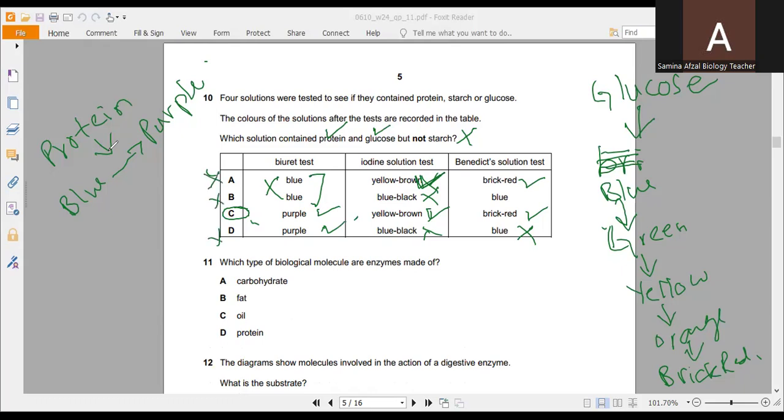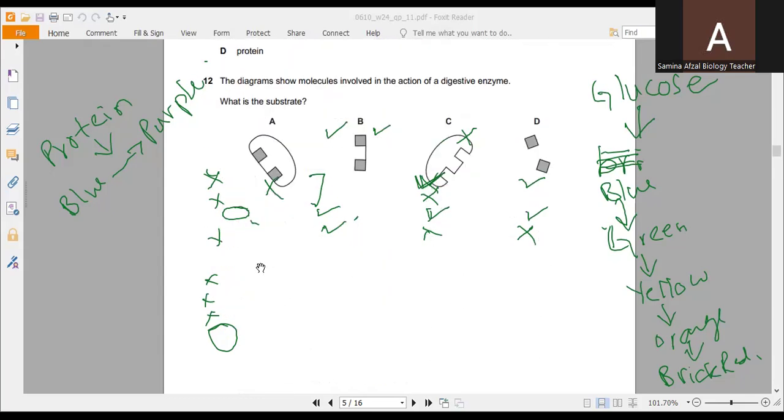Which type of biological molecules are enzymes made up of? You know, the enzymes are made up of proteins. All enzymes are made up of proteins, but not all proteins are enzymes. So B is the correct option. So this is the definition of enzymes as well.